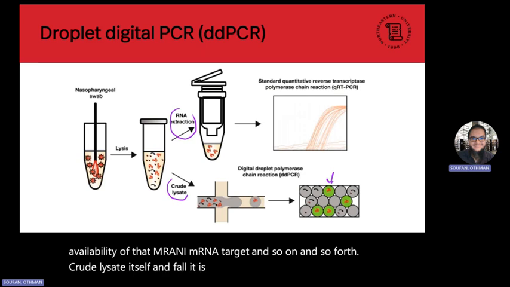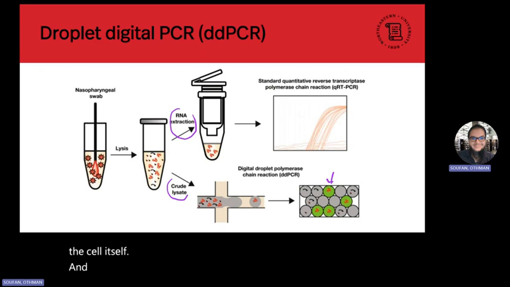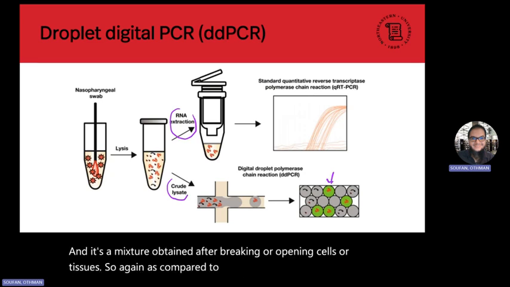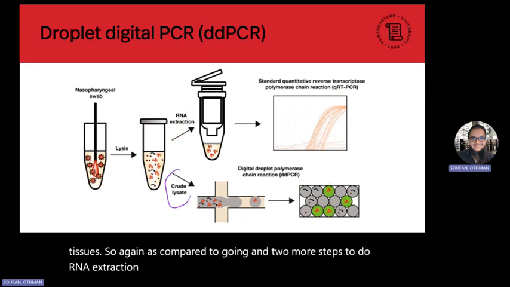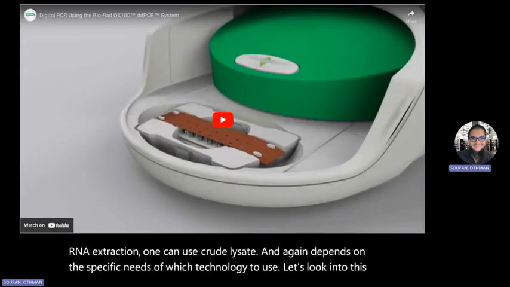It is just to refresh. It involves the lysis of cells or tissues, and so it is this material that is extracted from the cell itself, and it's a mixture obtained after breaking or opening cells or tissues. So again, as compared to doing more steps to do RNA extraction, one can use crude lysate, and again it depends on the specific needs of which technology to use. Let's look into this video here.